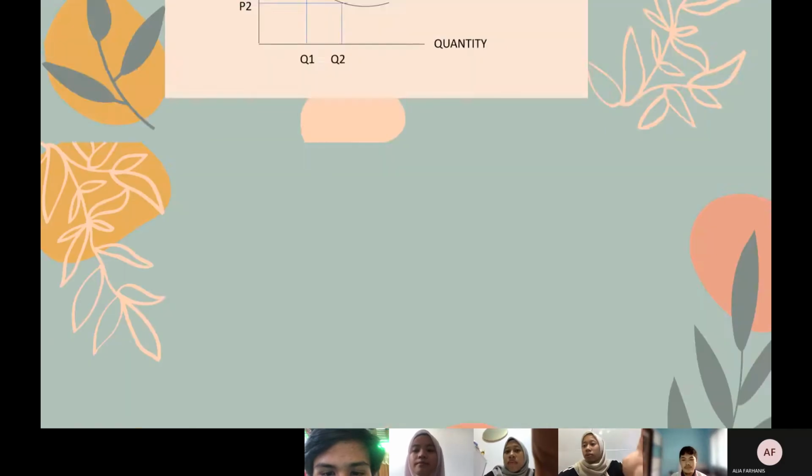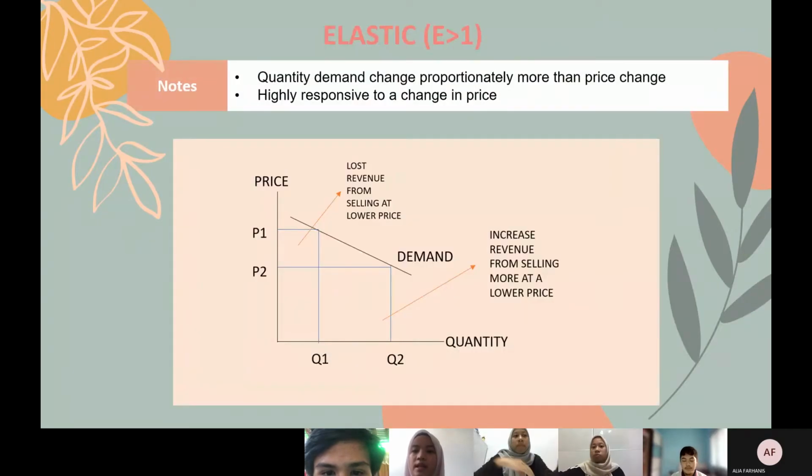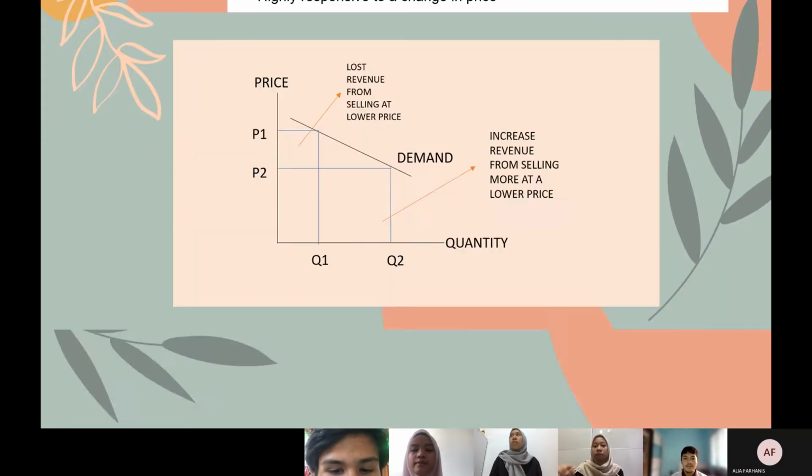Next, elastic, E higher than 1. Quantity demanded changes proportionately more than price change, highly responsive to a change in price. If demand for a product is price elastic, a supplier stands to gain extra revenue if they reduce their price. The change in quantity demanded will be proportionately higher than the reduction in price. This is shown in the diagram opposite. Okay, next we will continue with Adil Iman.